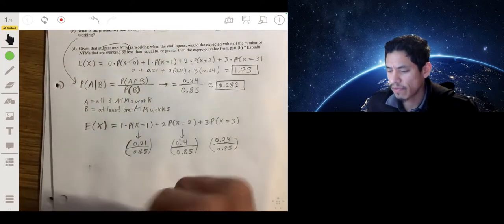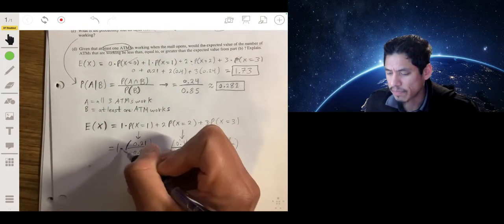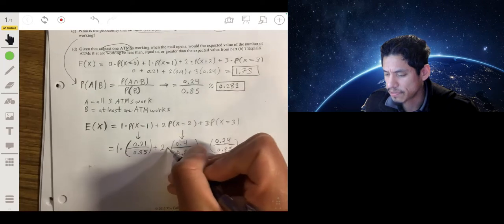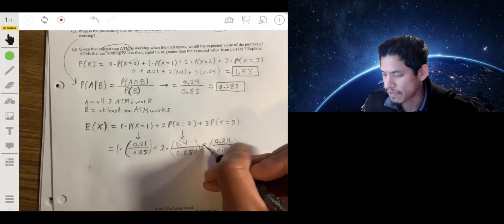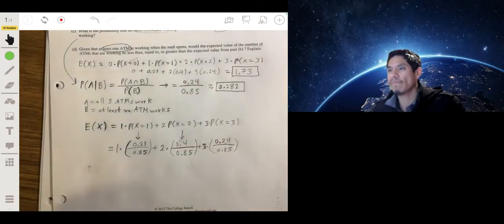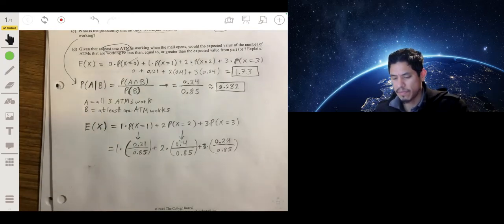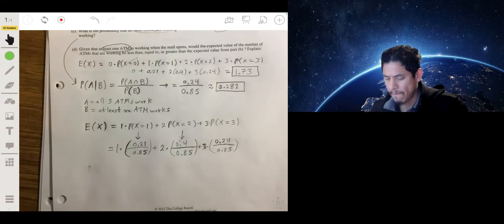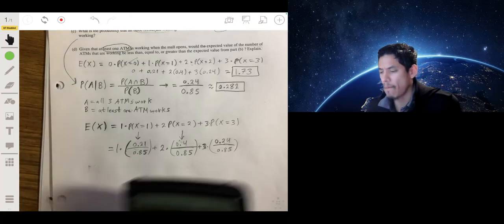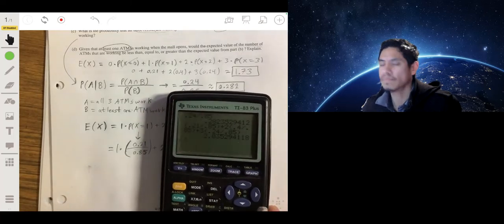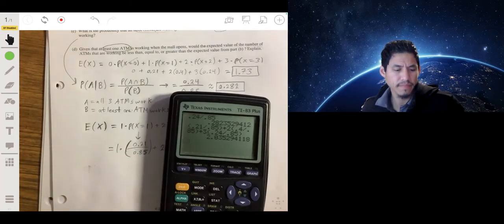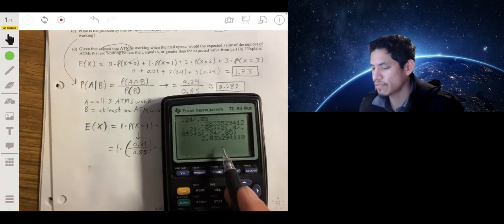So you're basically going to have your expected value being 1 times this, plus 2 times this, plus 3 times that. So let's see what we get. And you're going to get an expected value of about 2.035.